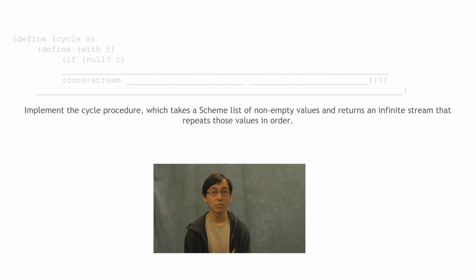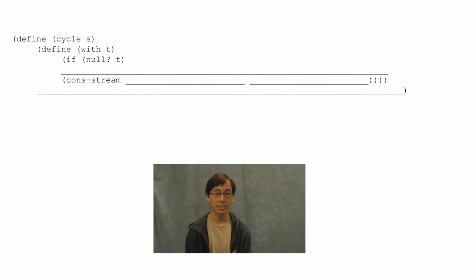Implement the cycle procedure, which takes a Scheme list of non-empty values and returns an infinite stream that repeats those values in order. Here's the skeleton code, and let's analyze it. Already, we see that we have two functions, cycle and helper, but we're only asked to define cycle, and the define helper line is indented.